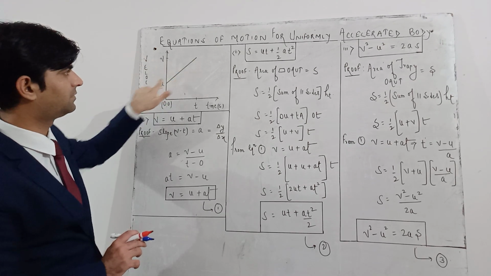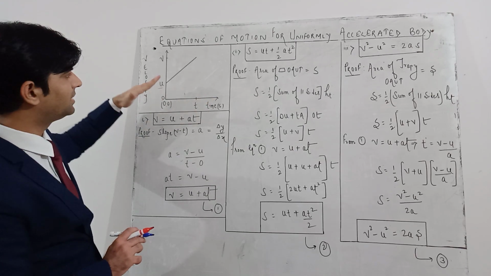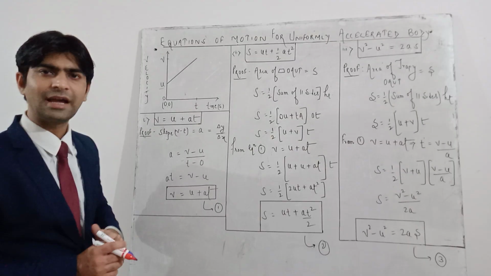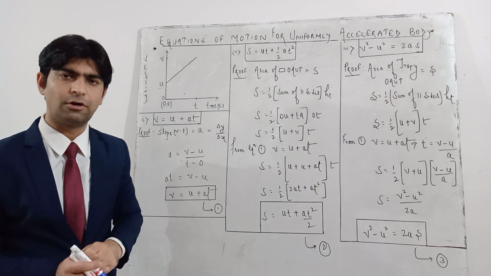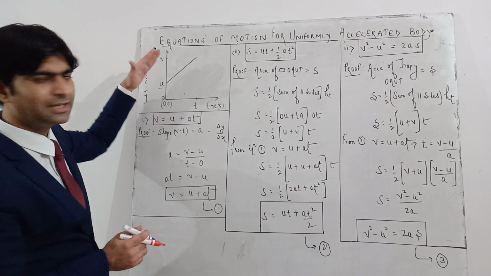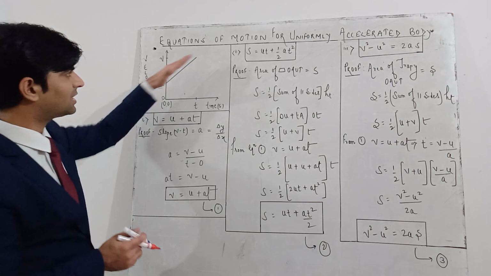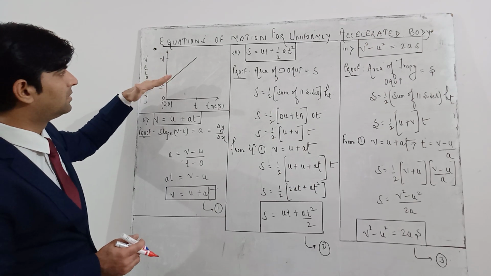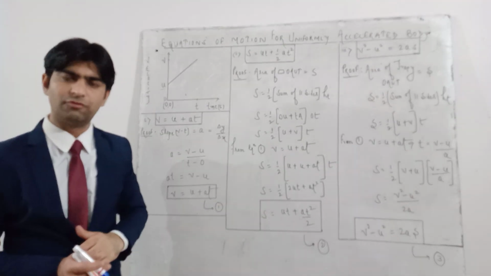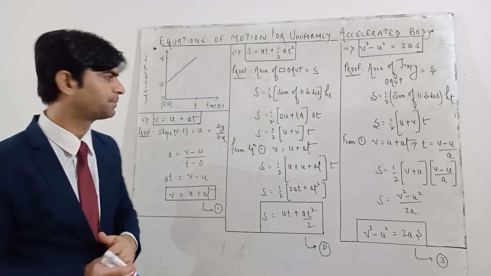This is the graph. On the x-axis we have taken time. And you can see here that this is a straight line. A straight line in a VT graph indicates uniform acceleration. In the previous lecture we had a discussion on this. A straight line inclined at some angle with respect to the time axis indicates uniform acceleration, that is, the body is moving with uniform acceleration.